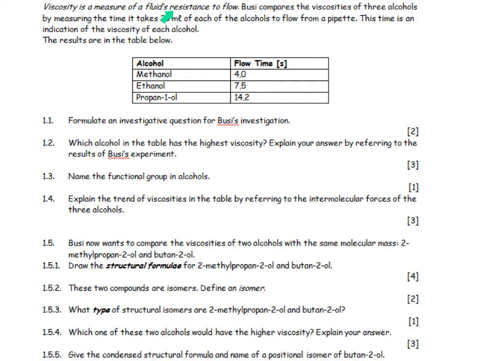Viscosity is a measure of a fluid's resistance to flow. Bucy compares the viscosities of 3 alcohols by measuring the time it takes 25 milliliters of each alcohol to flow from a pipette. This time is an indication of the viscosity of each alcohol. Formulate an investigative question for Bucy's investigation.